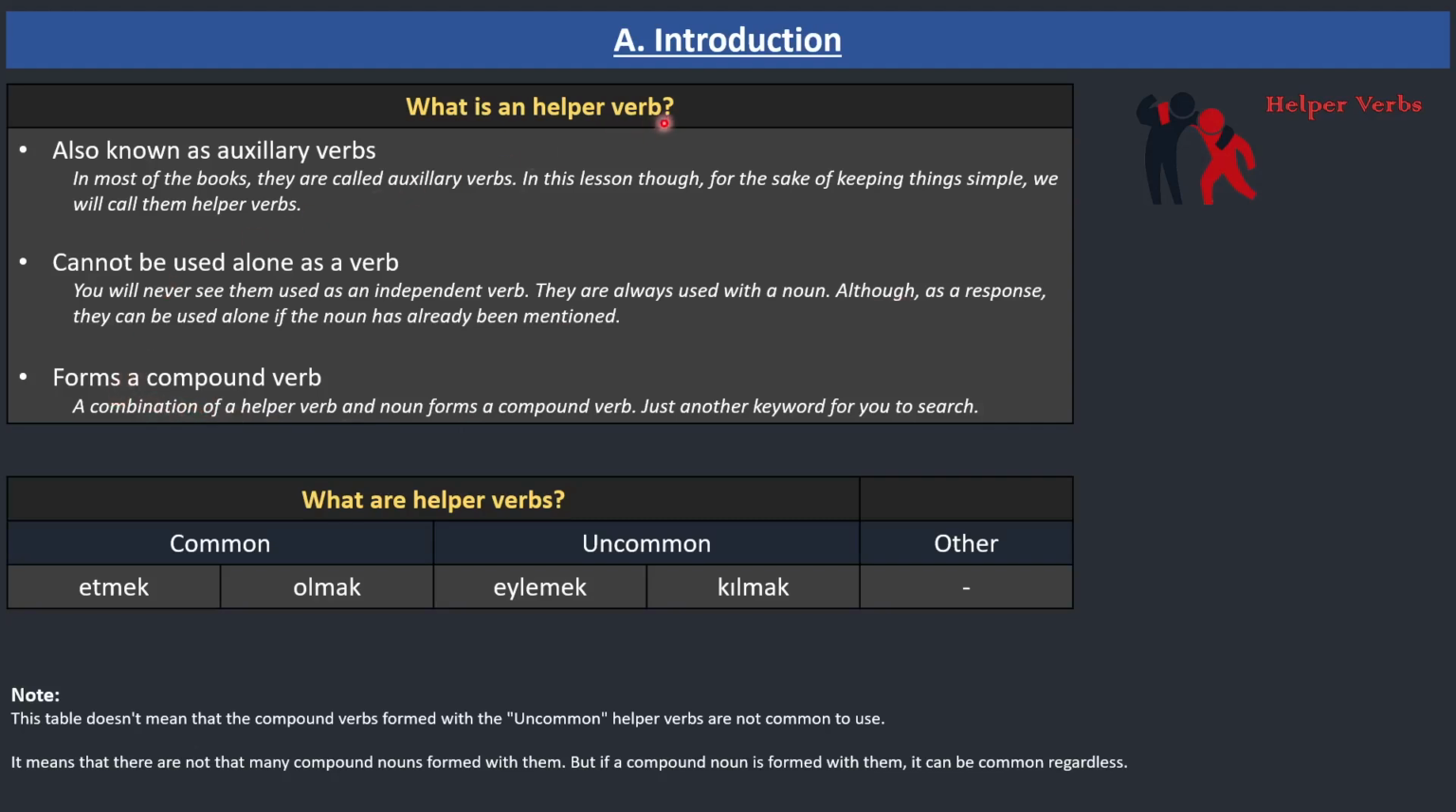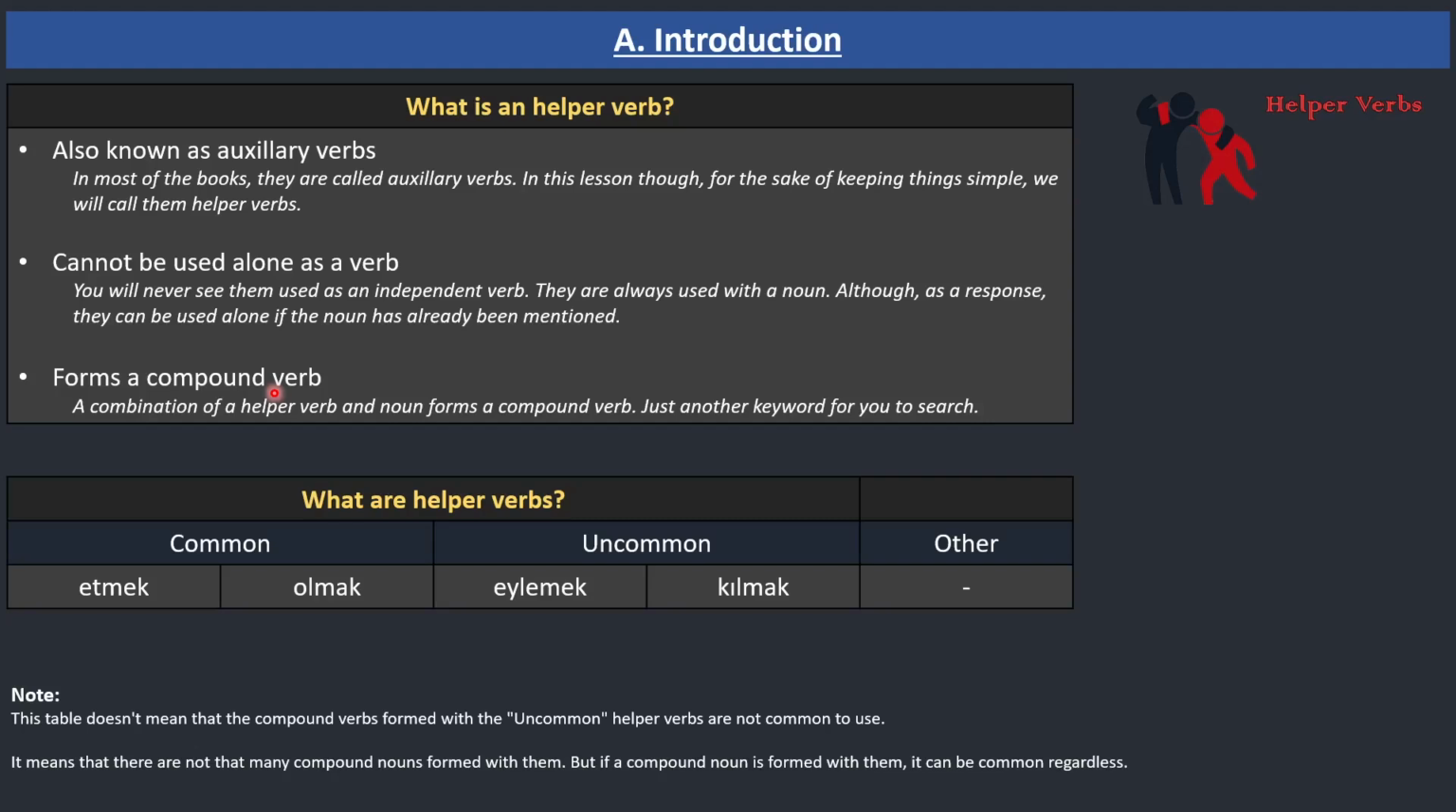Ve helper verb ve noun bir compound verb yapar. They make a compound noun. Sorry, compound verb. That is also just another keyword for your searches on the internet. These are just the main traits, main features of them.